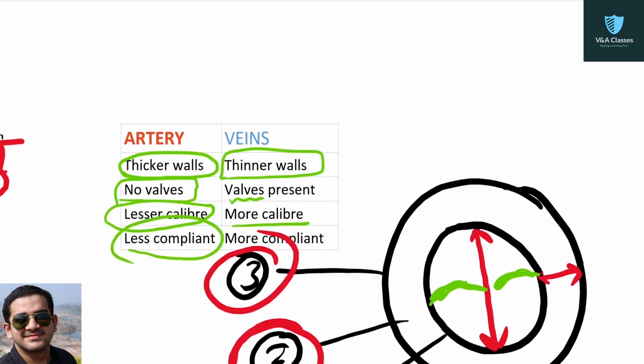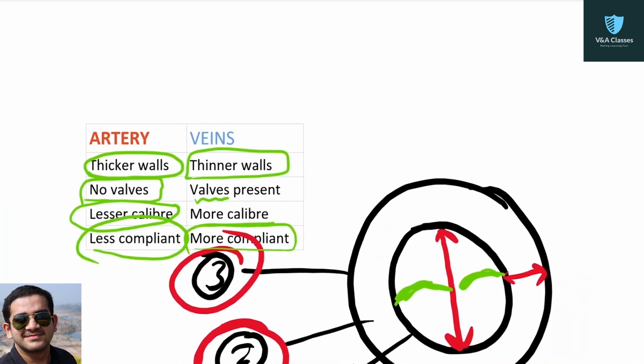And what is the fourth point? Arteries are less compliant, whereas veins are more compliant. What is the meaning of compliance? When the blood enters the blood vessel, to what extent can a blood vessel stretch? Okay, so if a blood vessel stretches less, it is called less compliant. So the arteries don't stretch easily. They have a very muscular wall, very thick wall, so they don't stretch. Whereas veins have a thinner wall, they can easily stretch. So the arteries are less compliant, whereas veins are more compliant. Okay. So we have seen the differences between arteries and veins. So the third subtopic of blood vessels is also completed.